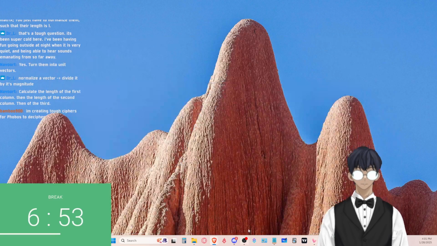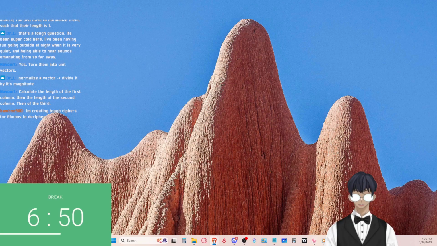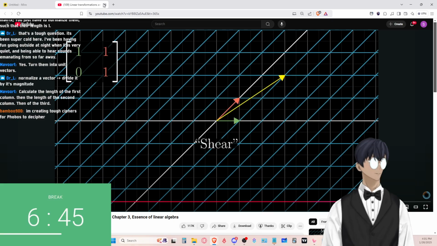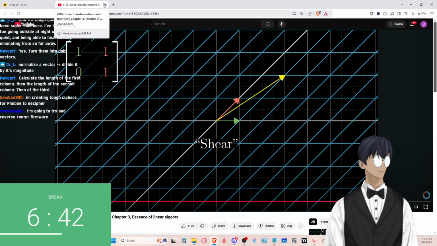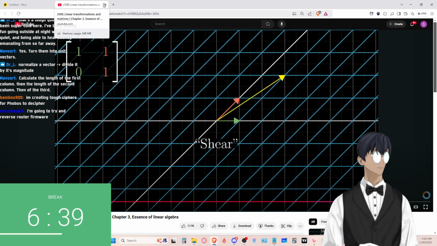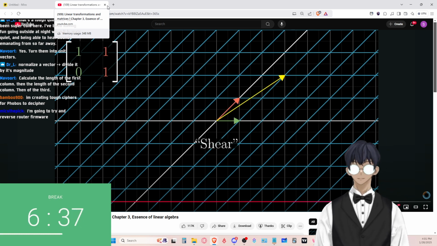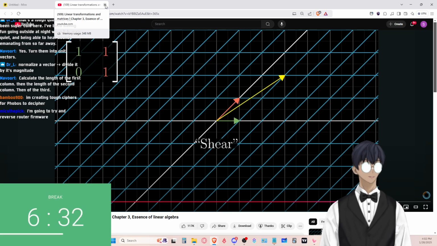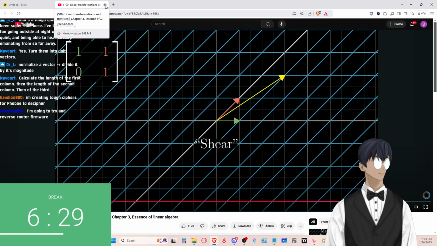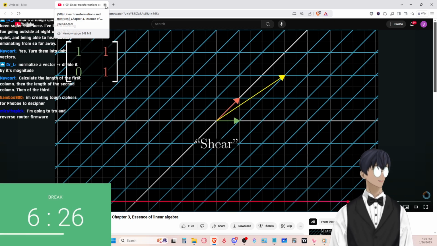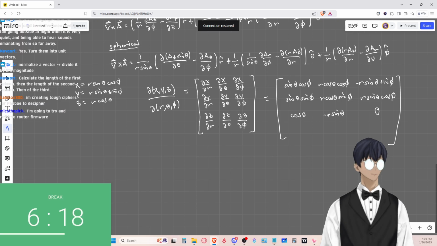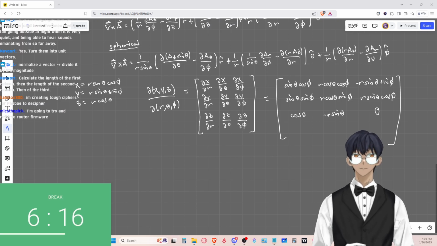Yeah, because I noticed that, oops, I didn't mean to shrink that. Creating a tough cipher for Phobos. Phobos is just a really good computer programmer. I don't know how Phobos does it. I'm going to try reverse engineering router firmware. Oh, is there a particular reason? Let me just turn my music back on.